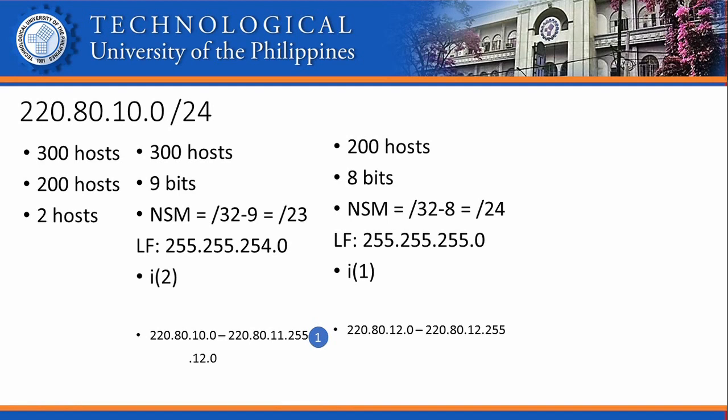This time, our increment is 1. So, 220.80.13. Okay? Diyan tayo susunod na mag-i-increment. Pag kinuha na natin yung last, which is yung 2 hosts, lagyan natin number 2. Okay? Lastly, we have 2 hosts. We have 2 bits. And for our new subnet mask, we have /30.